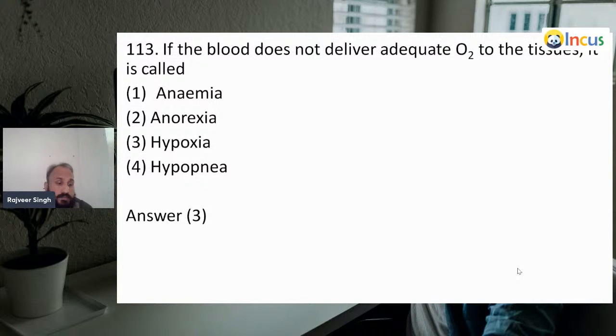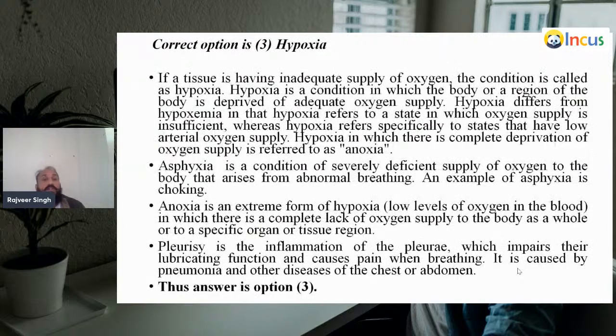Next question: if the blood does not deliver adequate O2 to the tissue, it is called anoxia, anorexia, hypoxia, or hypopnea. The answer will be hypoxia, because if a tissue has an inadequate supply of oxygen, the condition is called hypoxia.